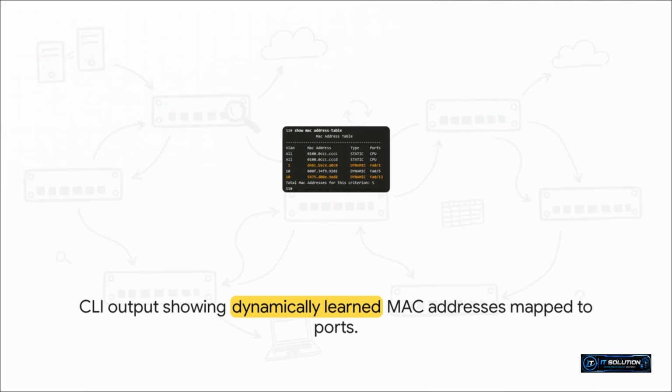Now, what's really interesting about looking at this actual command line output from a Cisco switch is exactly how it builds that map. Someone typed the command show MAC address table. Look closely at those rows marked dynamic. The switch actually examined incoming frames, read the source MAC addresses, and mapped them directly to specific physical ports, like FastEthernet 0/1, 0/5, and 0/13. It learned all of this automatically.